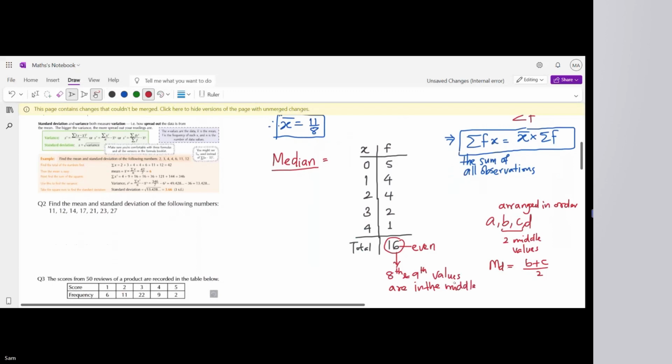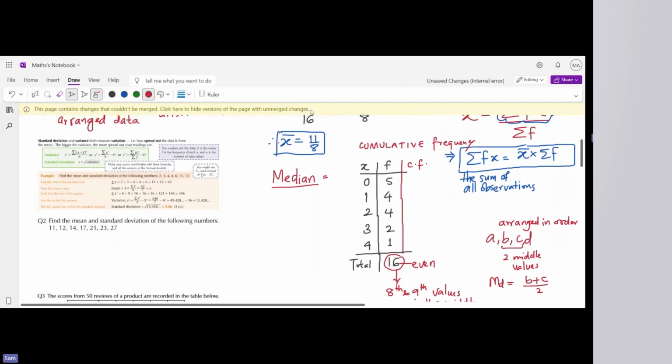To figure that out, we have something called cumulative frequency. Have you heard of the word cumulative? No. Cumulative frequency is CF. It is also called the running total. Let me write this down. You will see what is meant by running total.